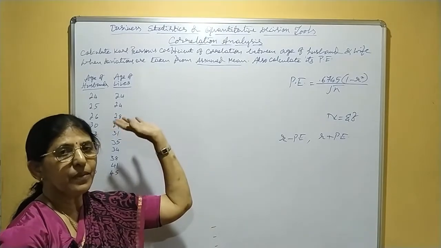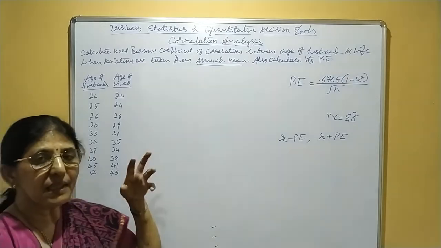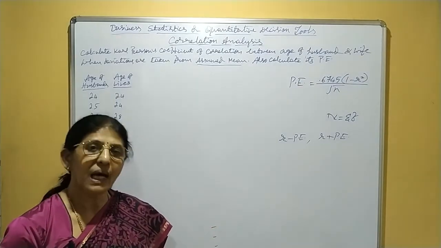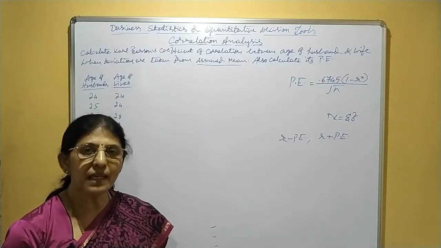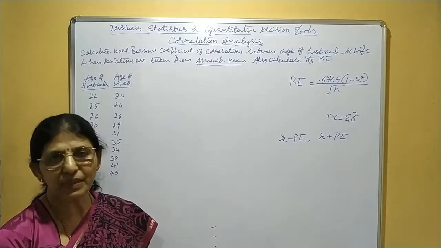In the previous problem we have taken the deviations from arithmetic mean. I have told you, only when they give a specific instruction we have to follow that. Otherwise it is left to you. You may take from assumed mean or arithmetic mean. Ultimately the answer will be the same.